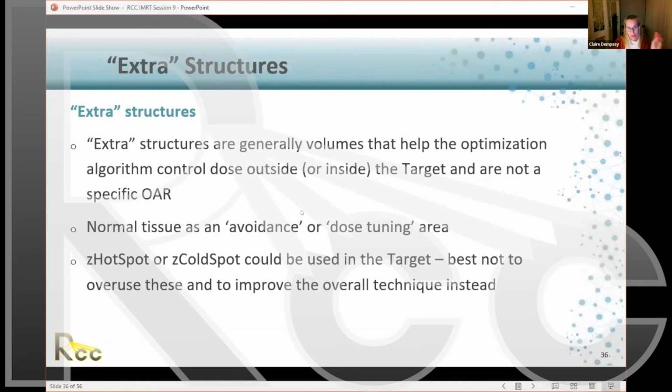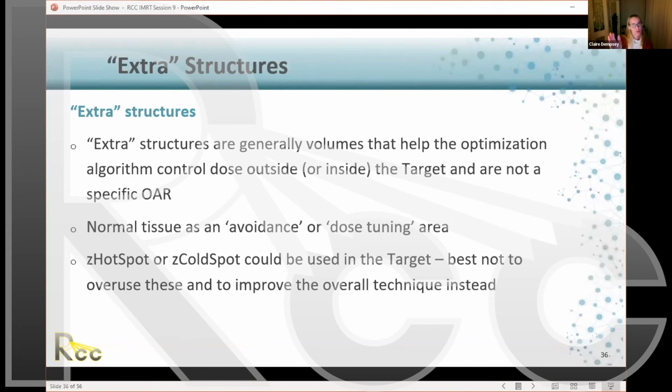So now we have these extra structures. These extra structures are not related to a specific organ at risk, but they are volumes that help the optimization algorithm control dose, both outside or inside the target. So we can create structures within our normal tissue that we can use as an avoidance region or a dose tuning area. And then we can also create within our target hotspot and cold spot areas.